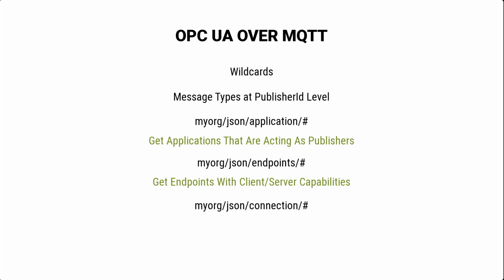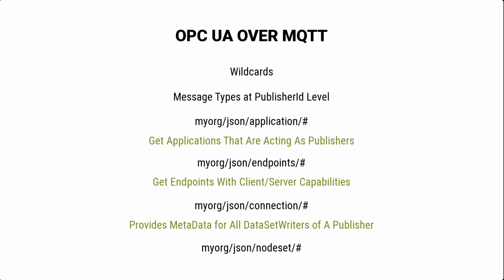Next, there is the connection message type, which provides you with metadata for all the dataset writers that are published by a particular publisher. This is meant to give you complete descriptions of all datasets produced by a publisher so that you can set up your subscriber ahead of time to receive that information. And finally, we have the nodeset message type, which is a nodeset fragment that provides the subscriber with basic information model context. I'll clarify what we mean by nodeset fragments shortly.